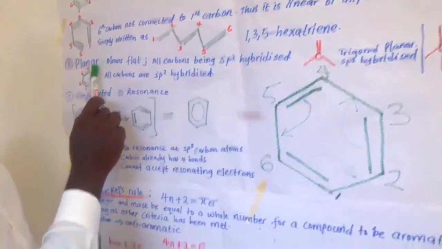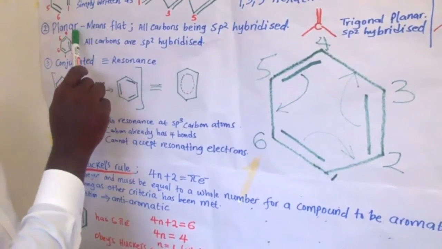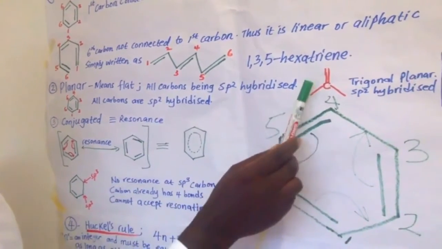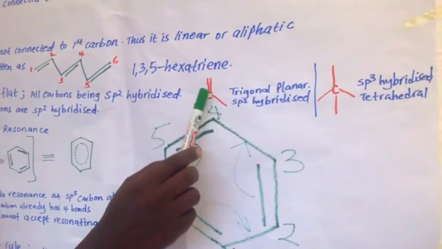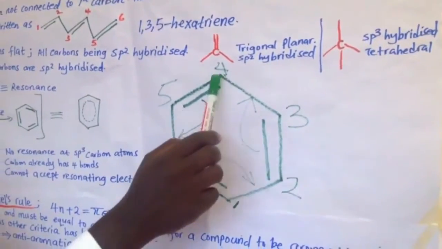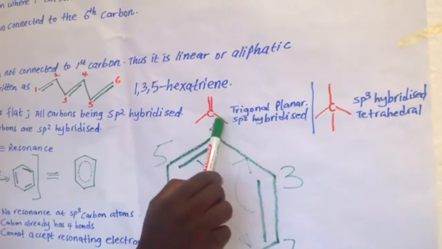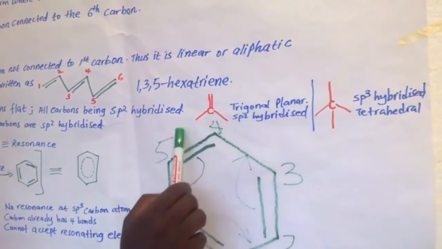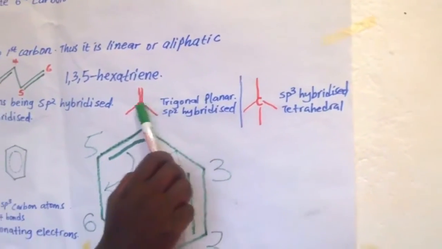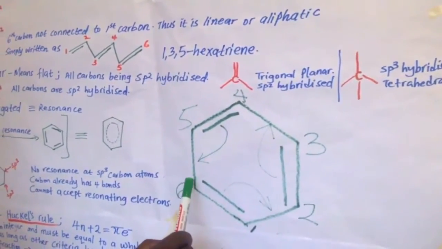Then our second condition is being planar. All the carbon atoms must be planar. Planar means flat. All the carbons must be sp2 hybridized. They must be in this format here. Looking at our simple, most common aromatic organic compound, the benzene ring, all the carbons in this molecule are sp2 hybridized. They are trigonal planar. We don't have any carbon which is sp3. All of them are trigonal planar. Therefore, such a molecule is considered to be planar.